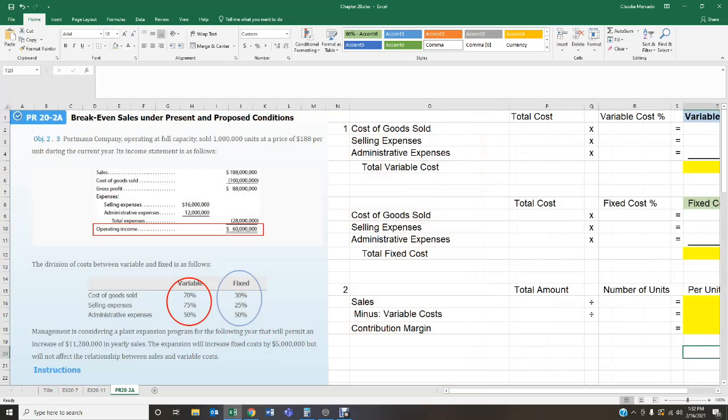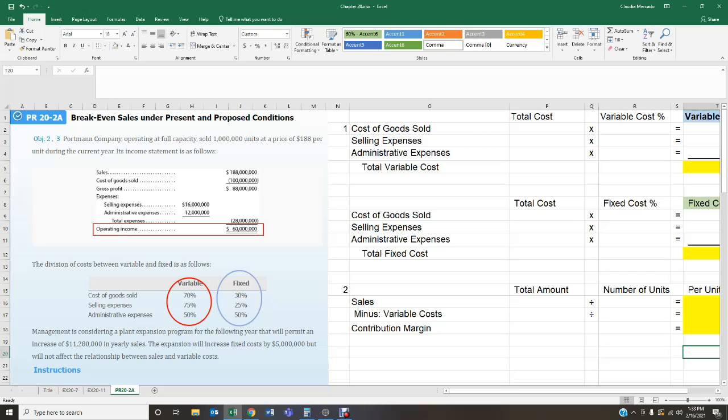So this problem deals with break-even sales under present and proposed conditions. Okay, it says Portman Company, operating at full capacity, sold 1 million units at a price of $188 per unit during the current year. Its income statement is as follows. We had sales of 188 million, cost of goods sold of 100 million, gross profit of 88 million. Expenses: we had selling expenses 16 million, admin expenses 12 million, total expenses 28 million, and our operating income was 60 million.